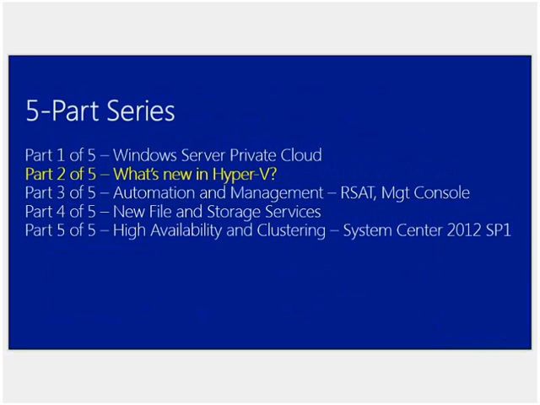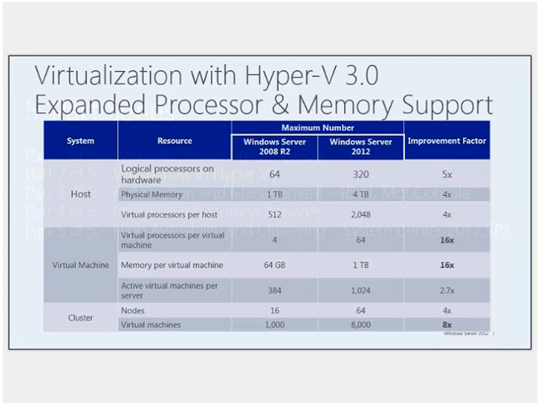So let's get into what we're going to be talking about for the content here, which is what's new with Hyper-V. What I thought I'd do is start out with a real high-level overview of what's changed between Windows Server 2008 R2 and Windows Server 2012 as far as virtualization and Hyper-V 3.0 and our expanded processor and memory support. So I thought that'd be a great place to start. So let's dive right in.